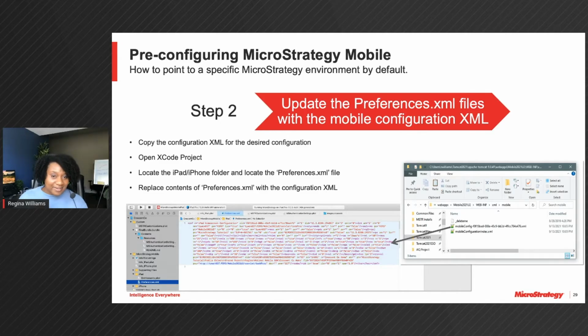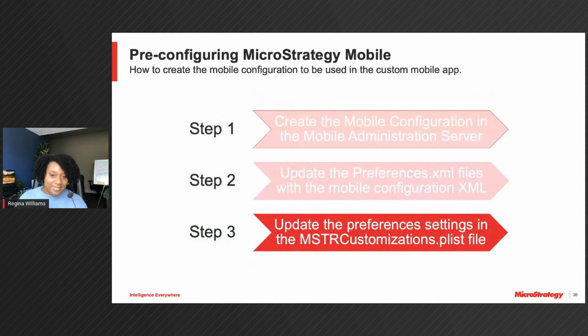And step 3, which is the most important step, is now that we're in our Xcode project, we've copied over the preferences. The next step is to modify the MSTR customizations plist to set specific settings on how the preferences will be used in future updates. You can go to the next slide.